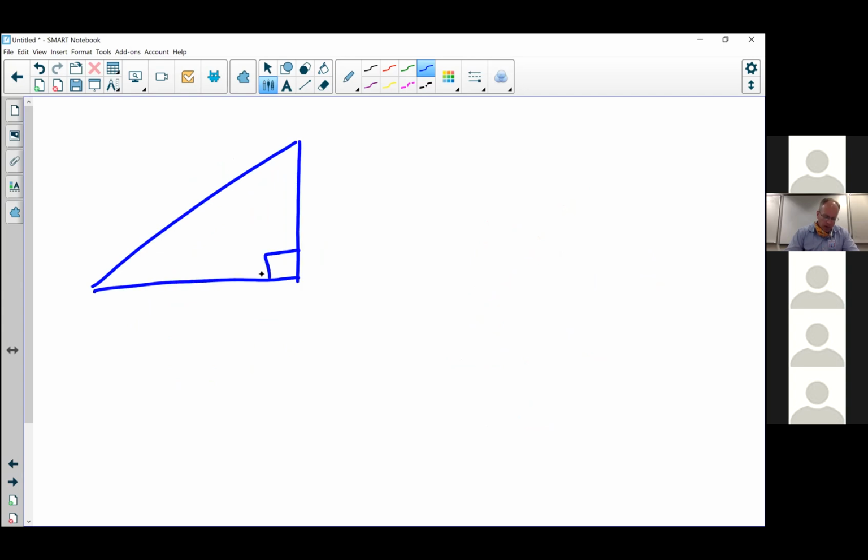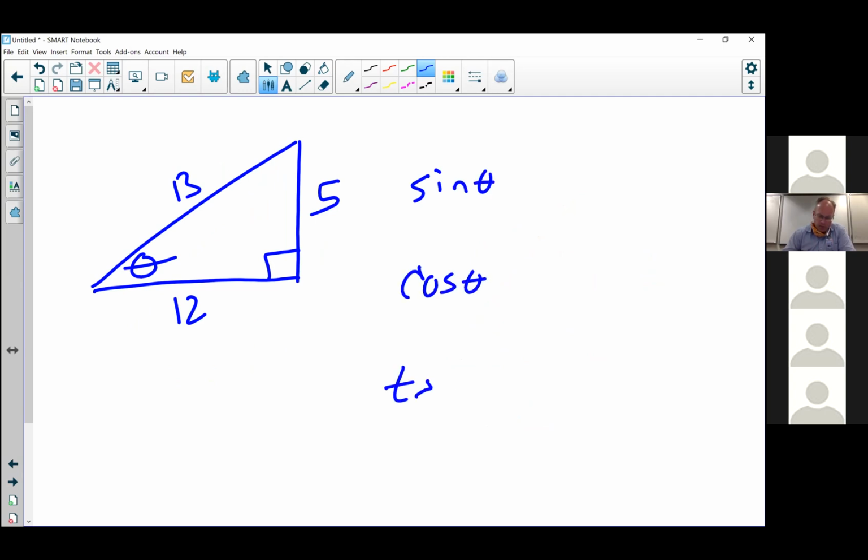All right, so now I'm not going to make that a 30. I'm going to make this a theta, Greek letter theta, lowercase theta in the Greek alphabet. What if we knew this was 5, 12, 13? I want the sine of theta, the cosine of theta, and the tangent of theta. What's the sine of theta?